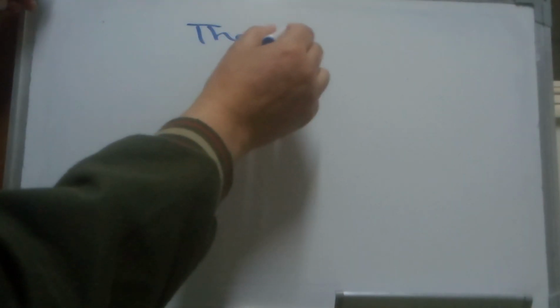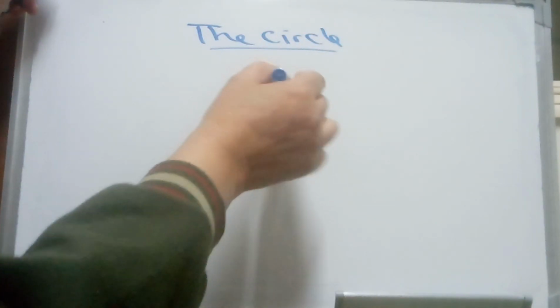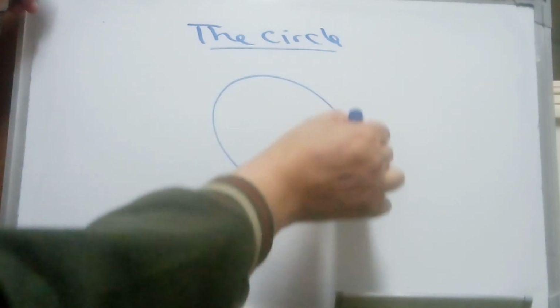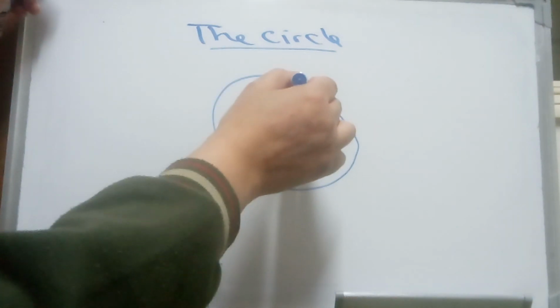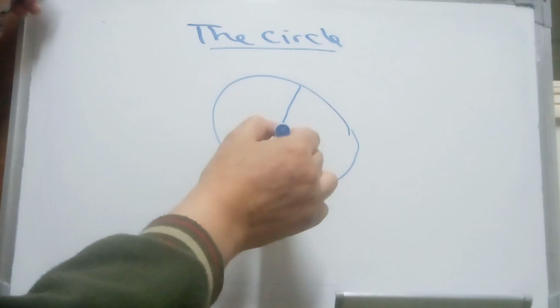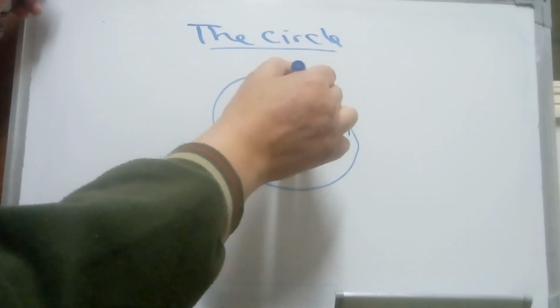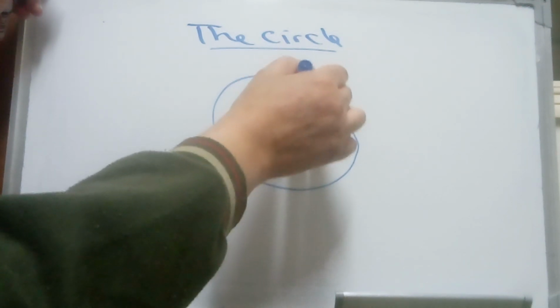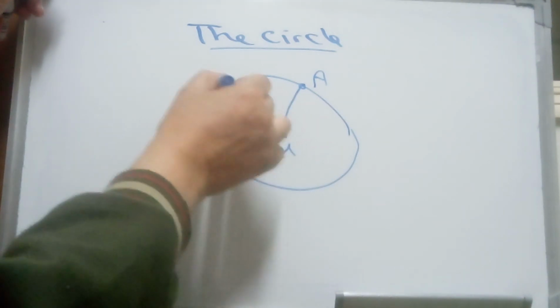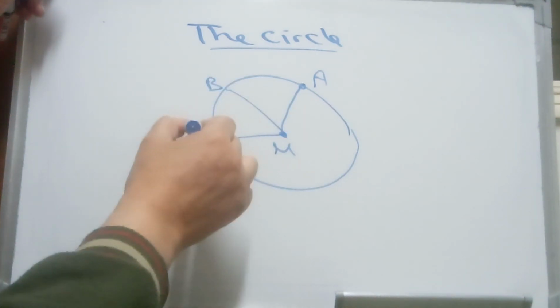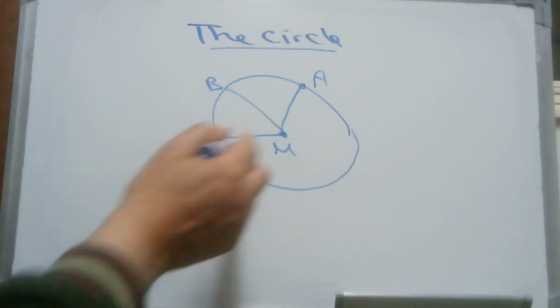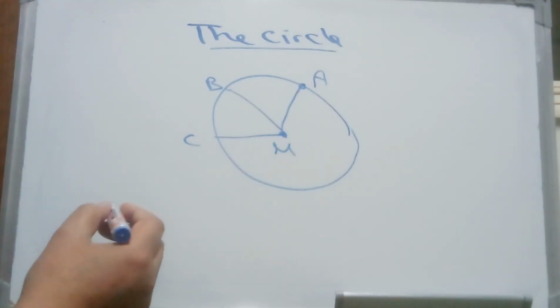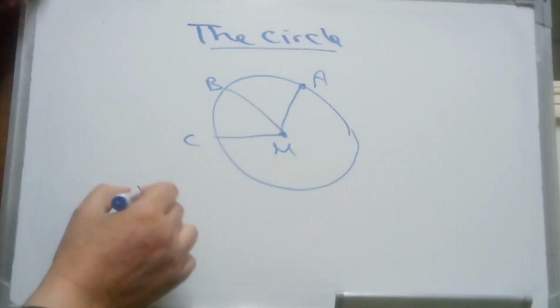إحنا عارفين إن السيركل عبارة عن set of points lies on a fixed point like M by a fixed distance like MA or MB or MC. MA and MB and MC are called radii.